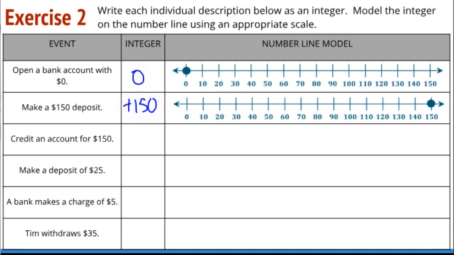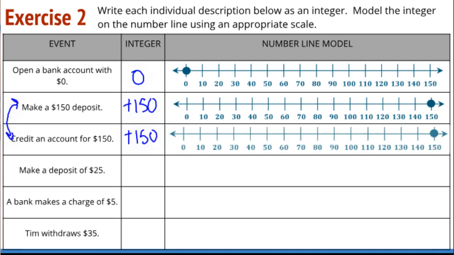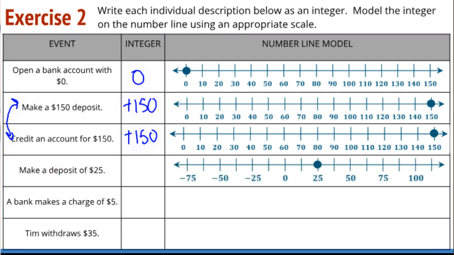Now, these two events here, making the deposit and crediting, are both the connected event. They're the same thing happening within the story, but we need to recognize that a credit is 150. So our bank account is going to have this balance of $150. And then a week later he comes back and makes a deposit of $25, and that's a positive 25. That's a plus for what's in his bank account.